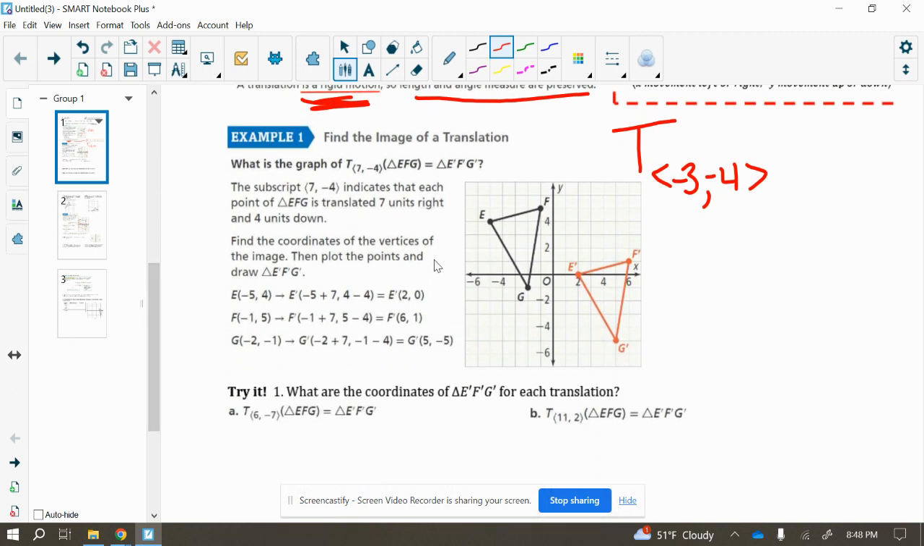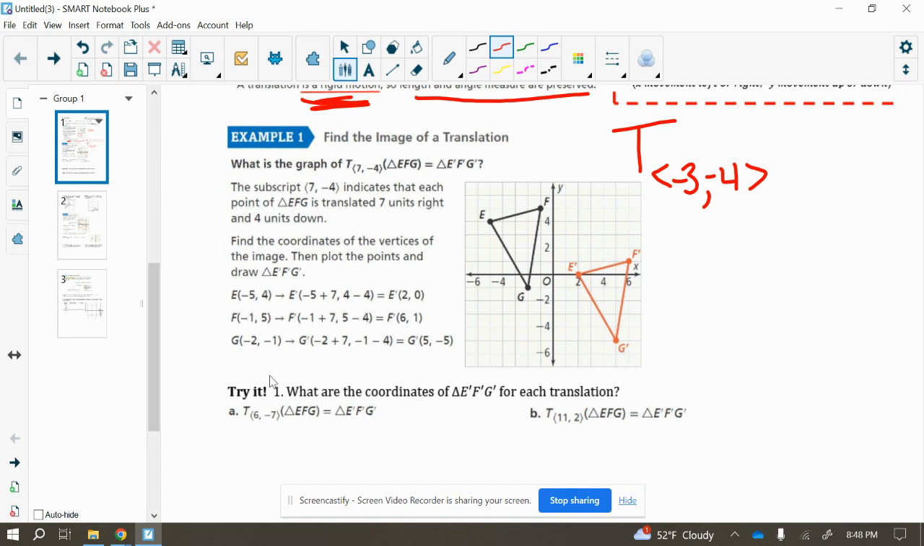So we see here we have triangle EFG, and we are translating it to be E prime, F prime, G prime. And notice our rule is telling us that we are taking that and translating it 7 units to the right, 4 units down. So we count 7 units right, 4 units down to map each of our figures.